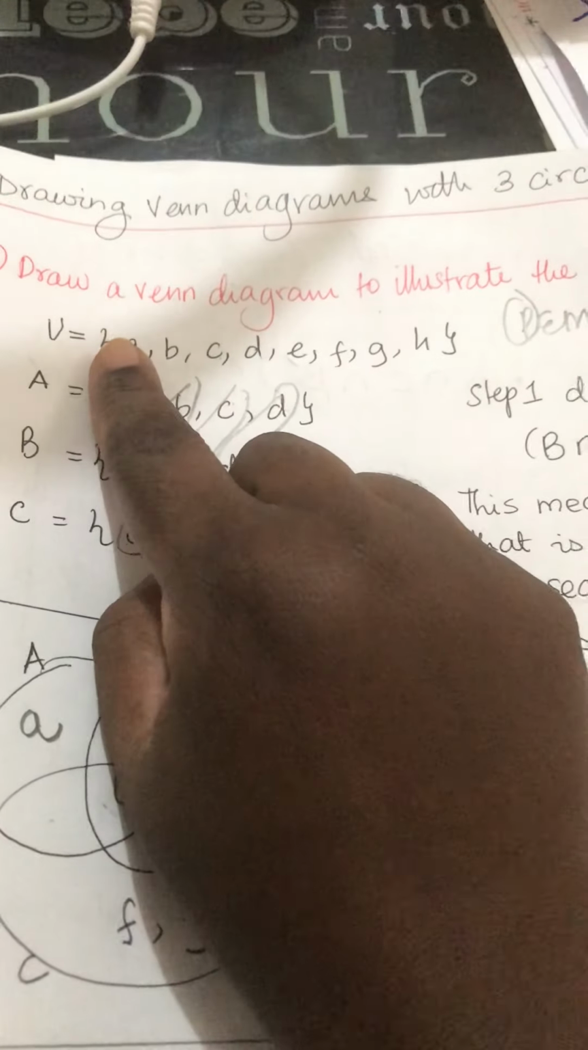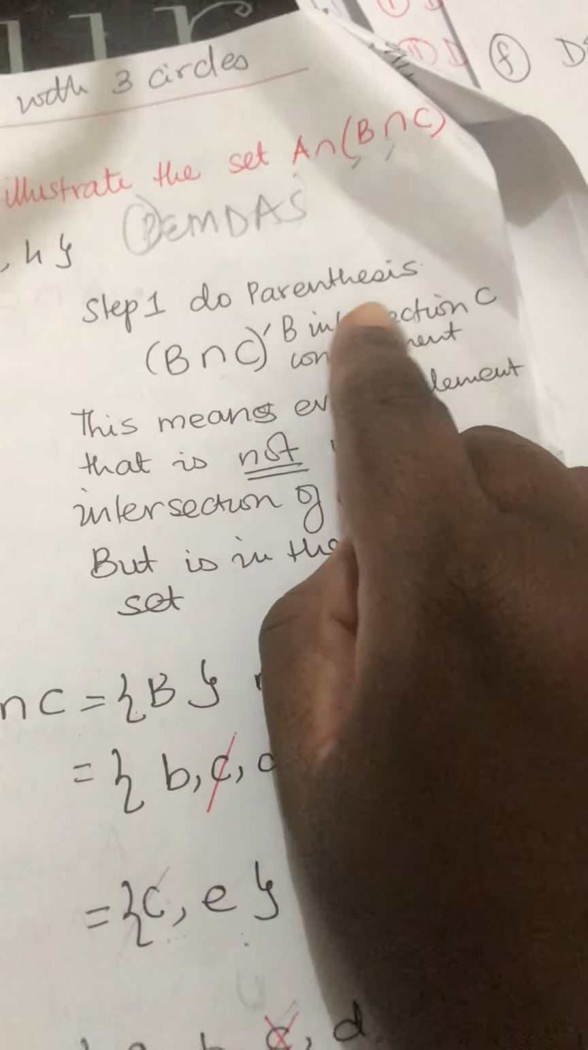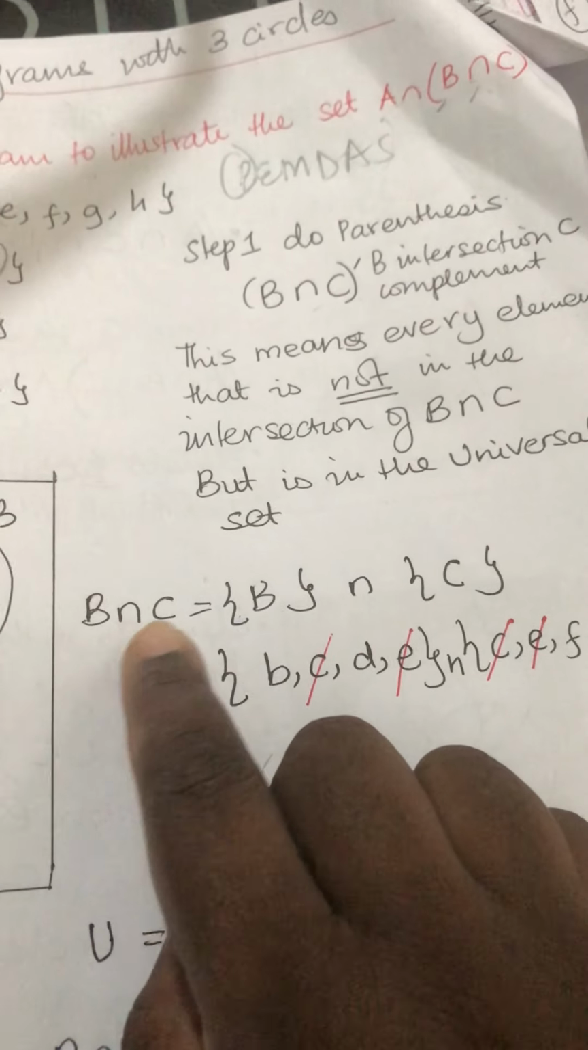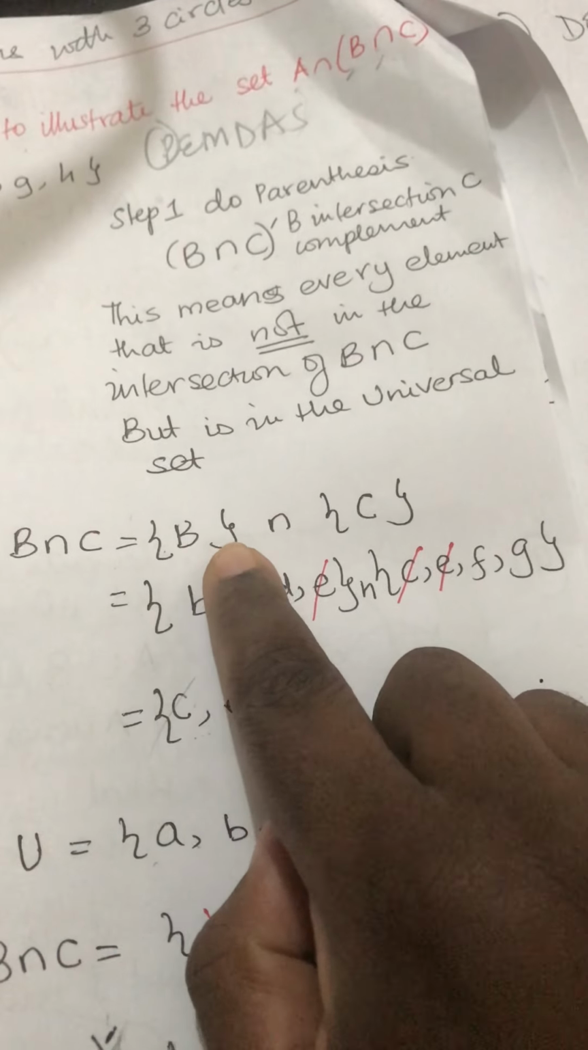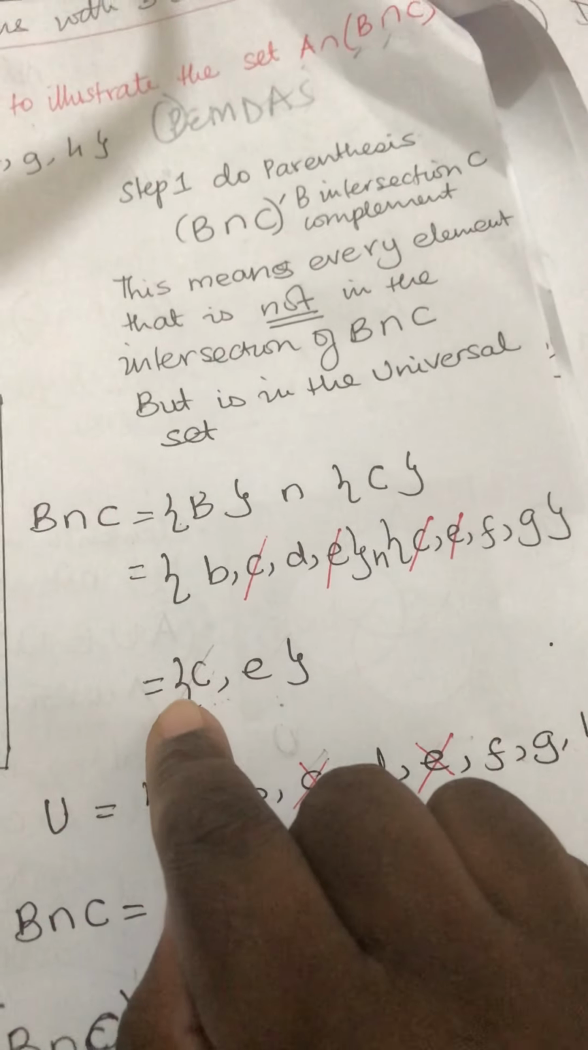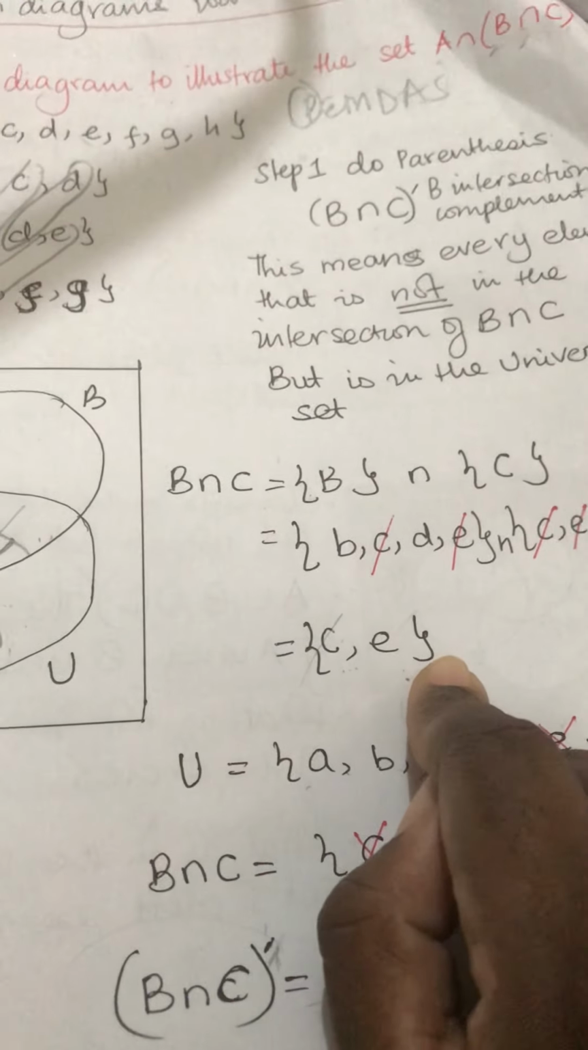Okay? So they gave us the universal set. So step 1, do parentheses. Now, I first need to know what is B intersection C. So I wrote B and I wrote C, and I found what is in both. What is in both is C and E. Okay?